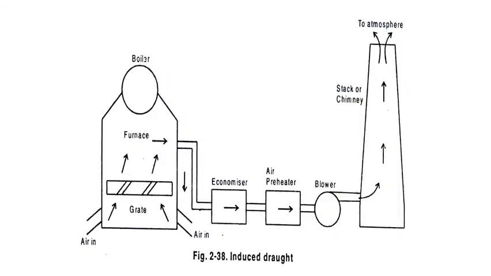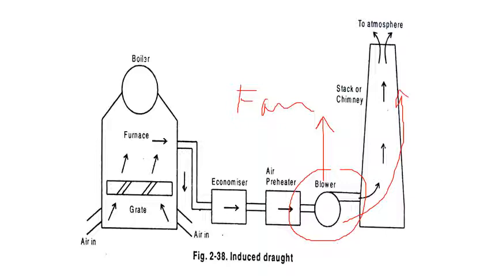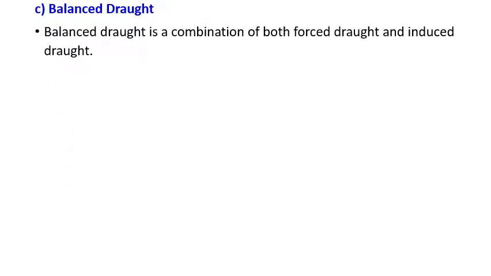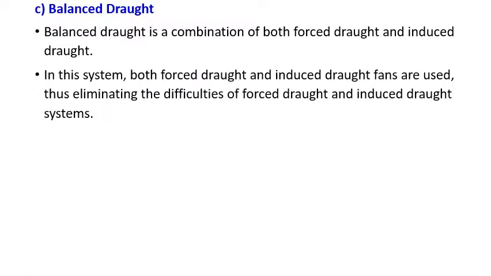So here in the sketch you can see the blower or the fan is provided after the furnace, right? Only one fan. This blower or fan creates the passage of the flue gas in the system. So that is the main difference of these two systems that we have discussed. Balanced draft. What is balanced draft? A balanced draft is a combination of forced draft and induced draft. It means if I have both the fans, FD fan and ID fan, that is called a balanced draft.